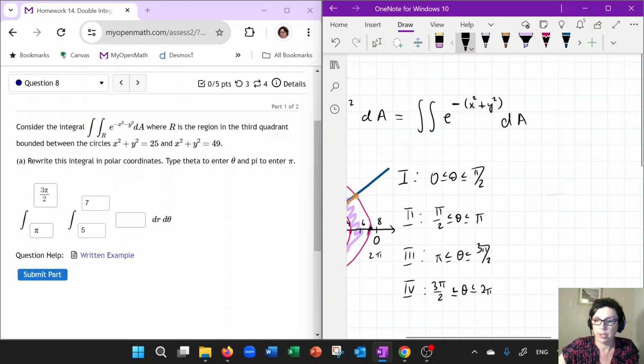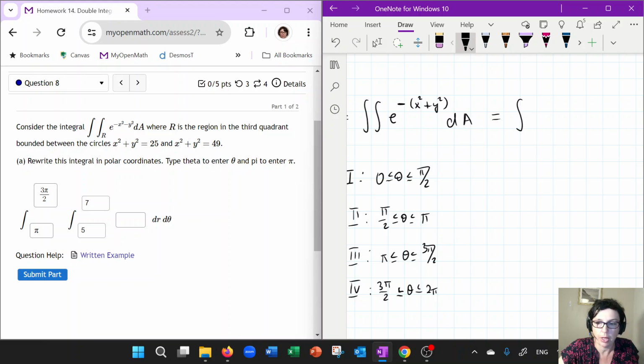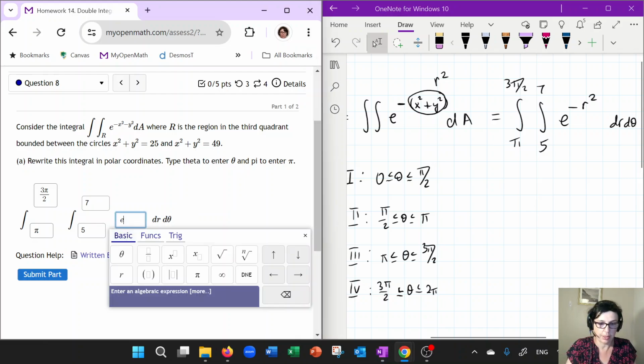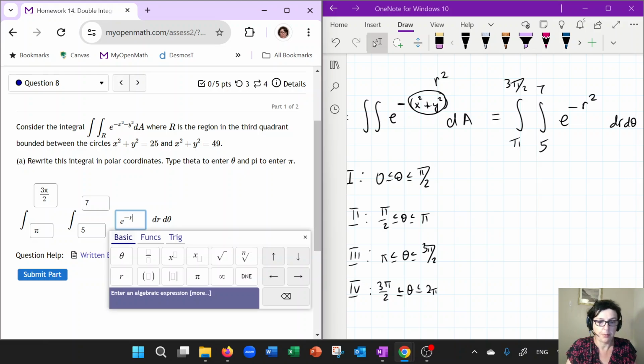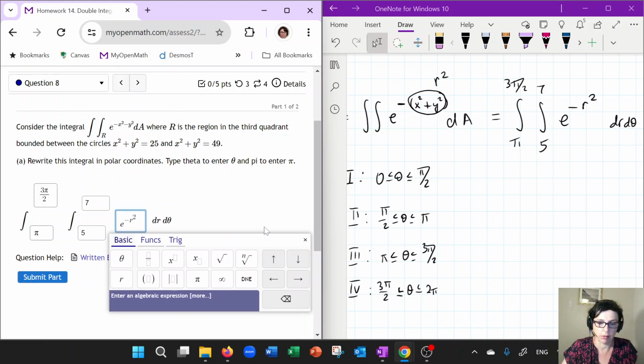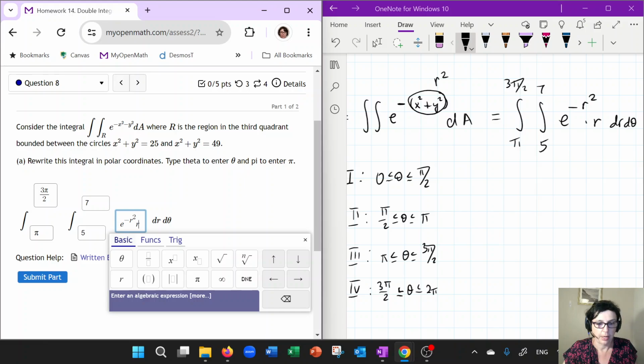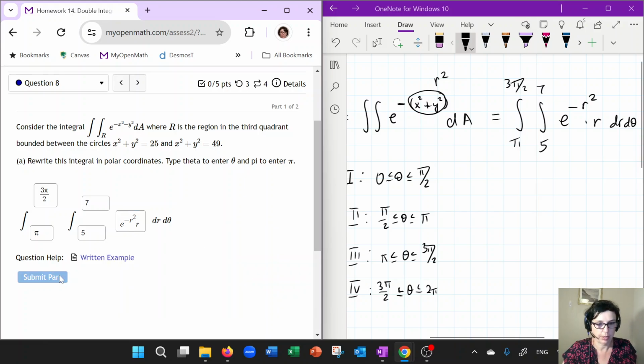So what are we going to do here? Let's convert. First of all, I already know the limits: pi to 3 pi over 2, and then for r it would be 5 to 7. Now, this part right here, you should immediately recognize as r squared. So that'll be e to the negative r squared, and then we have dr d theta. Now, it is almost complete, but there is one other thing that we need to do, and that is remember the pirate. So pirate says r. We do need that extra Jacobian here, and then we are ready to integrate. Okay, so let's substitute that.